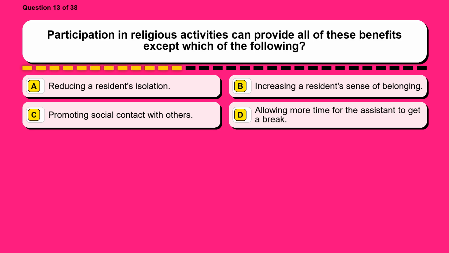Option A. Reducing a resident's isolation. Option B. Increasing a resident's sense of belonging. Option C. Promoting social contact with others. Option D. Allowing more time for the assistant to get a break.